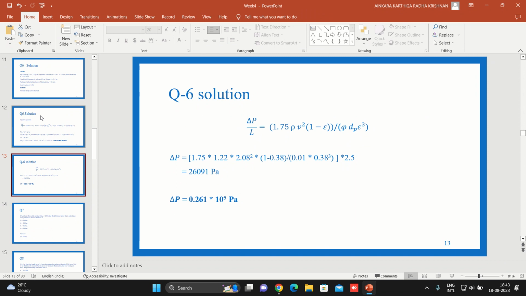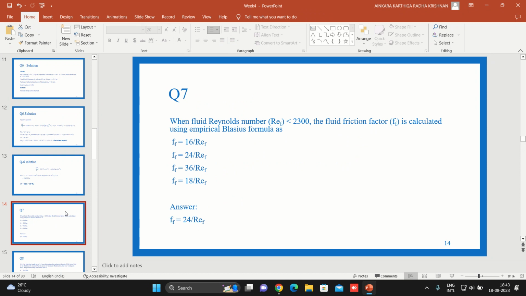Very simple problem. To find the pressure drop, we are initially using Ergun's equation. In order to identify which part of the Ergun's equation to use, we identify whether it is in the laminar regime or turbulent regime by calculating the Reynolds number. From the Reynolds number, we found that this one falls under the turbulent regime. So we are using the Burke-Plummer equation, that is the second part of the Ergun's equation, and we are finding out the pressure drop. So this is question 6. I hope this is clear. Now we'll go on to question 7.